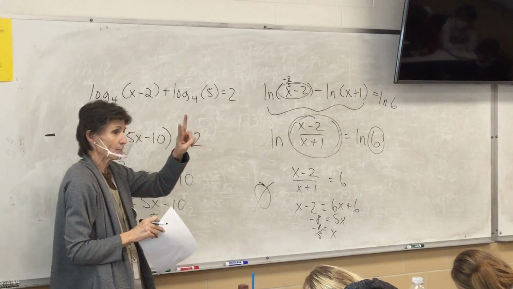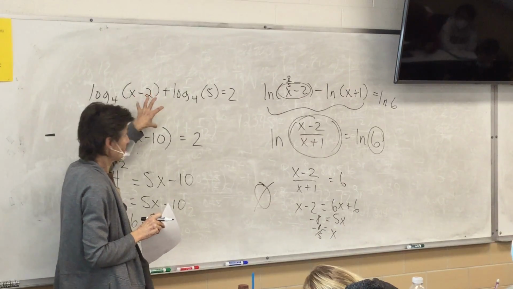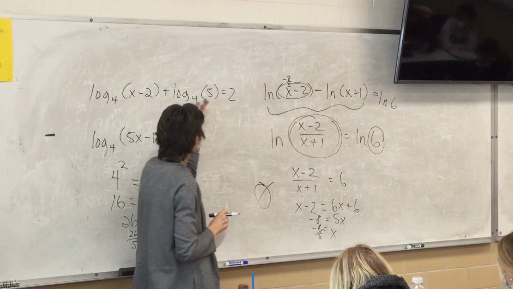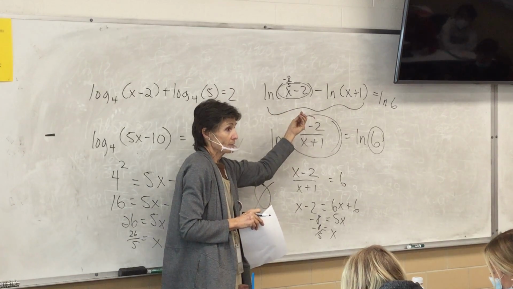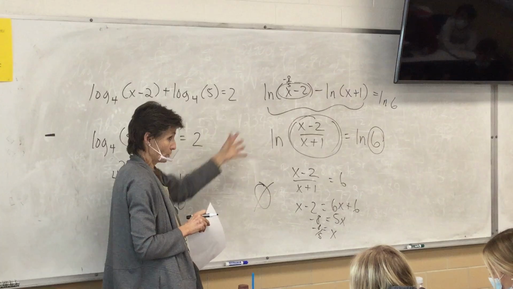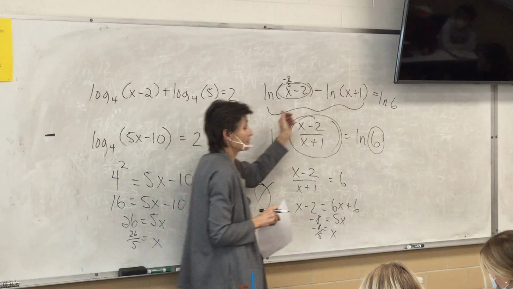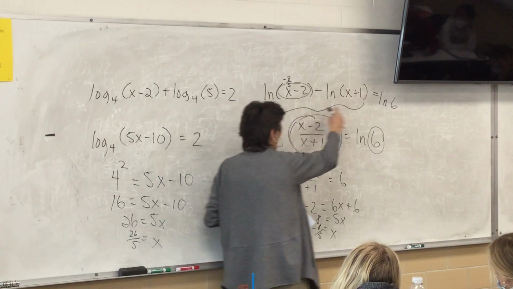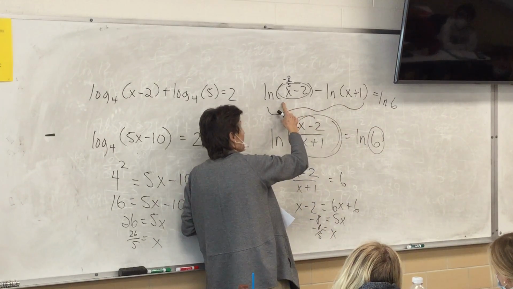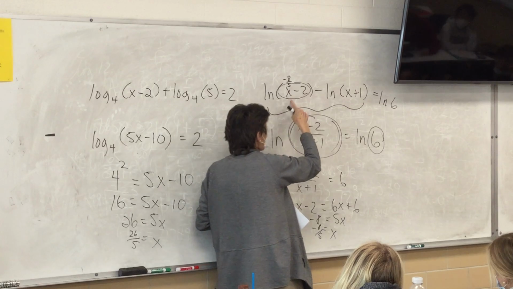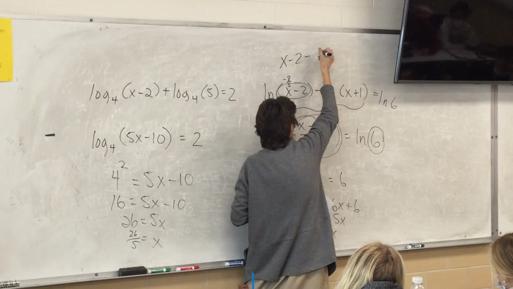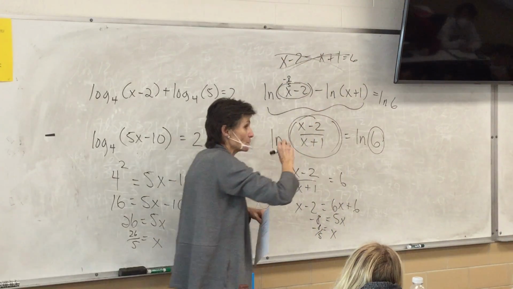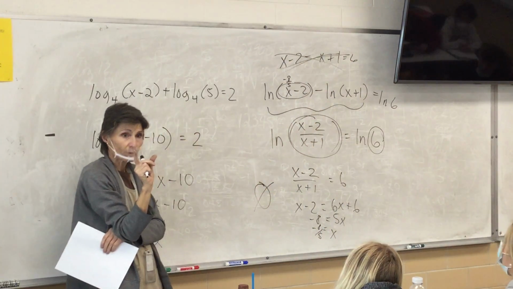Okay, big difference. This kind of problem versus this kind of problem. They started the same way. We combined. If there's only one log, you're going to loop-de-loop. If there's logs on both sides, you're going to drop them out. But do not drop them out right here. Oh my gosh. Do not say x minus 2 minus x plus 1 equals 6. No, no, no. You can't do anything until you combine the logarithms.